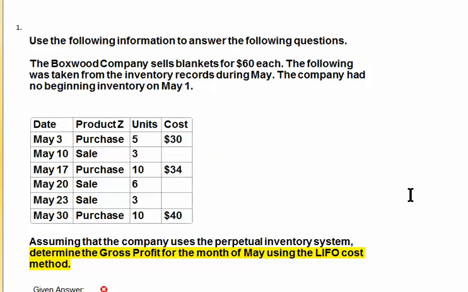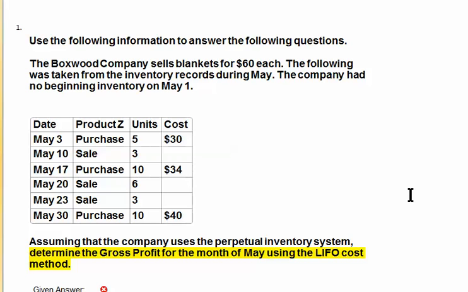In this question, they've asked us to determine the gross profit for the month of May using the LIFO cost method. I did the question using the same data where we determined what the cost of the sale was on May 6th. Here we're going to carry it all the way through for the month of May and then determine the gross profit.